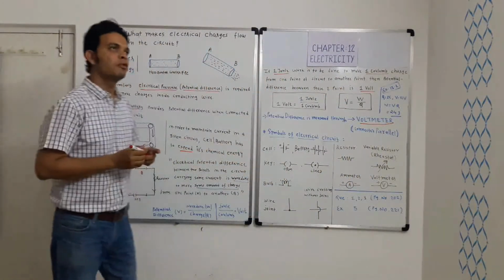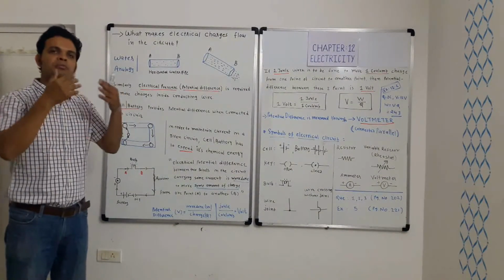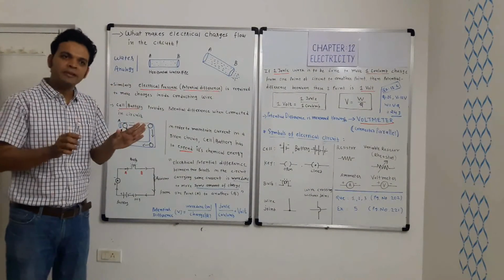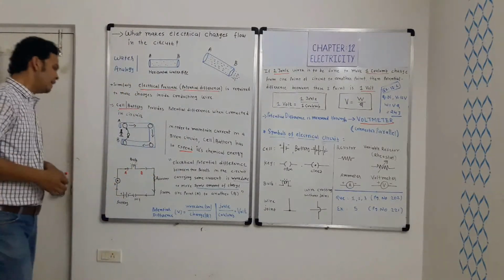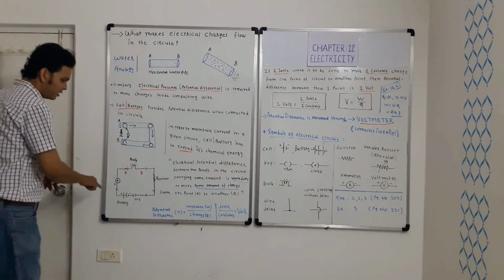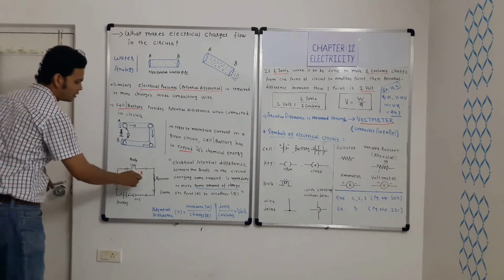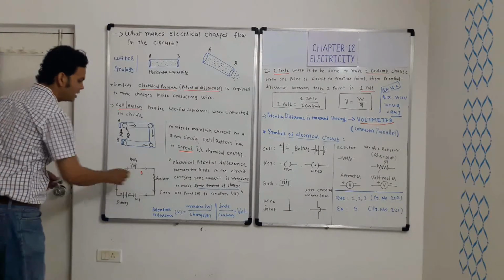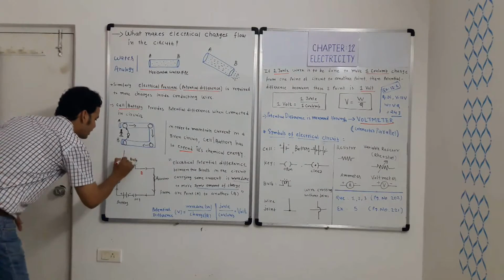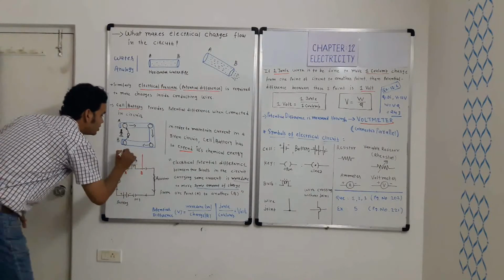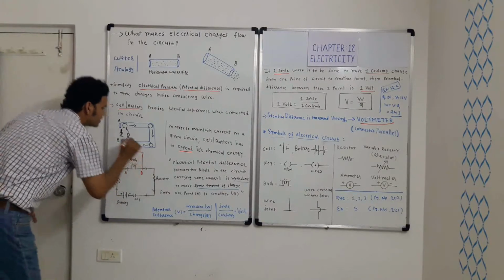Next, potential difference is measured through a device known as a voltmeter. A voltmeter is a device through which we can measure the potential difference between any 2 points within the circuit. For example, across the bulb, between point A and point B, if I want to measure the potential difference, then I need to connect a voltmeter here. This is plus and this is minus.